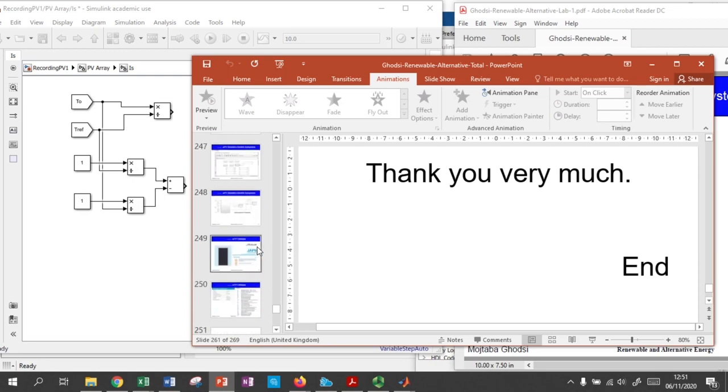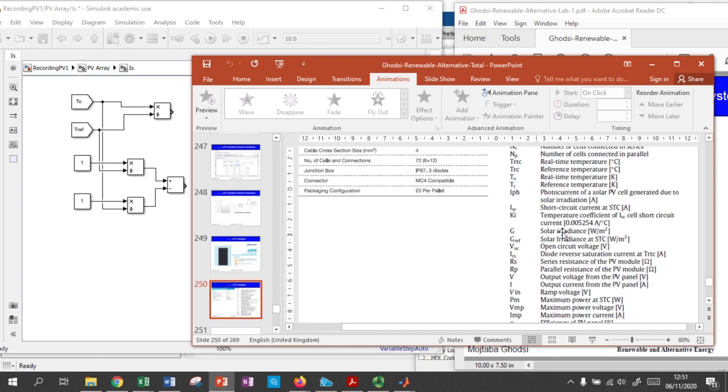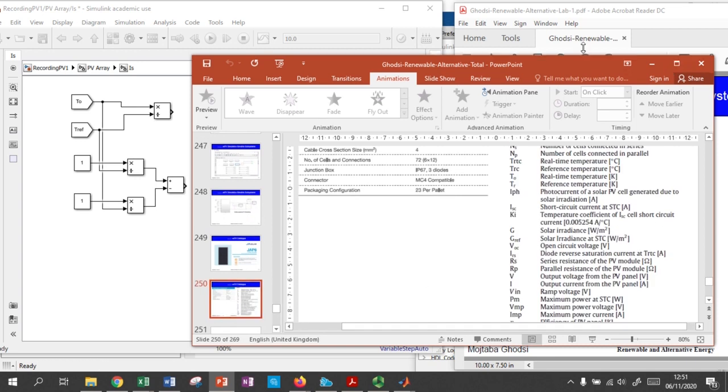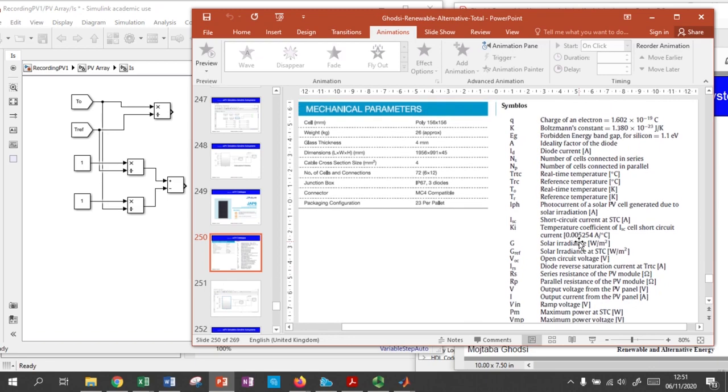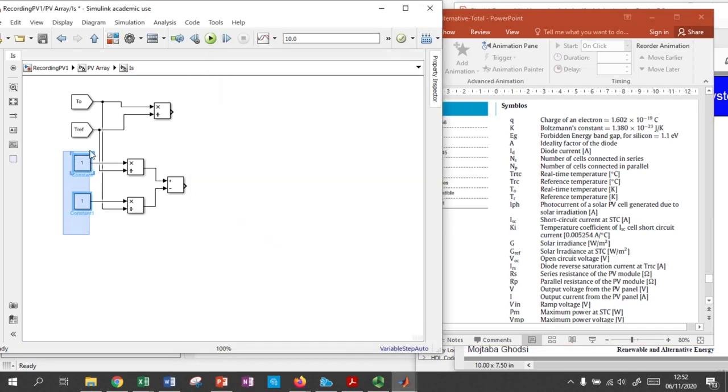EG. Okay, it's here. This is the manufacturing datasheet. Then we are looking for the EG. EG is here. It's the energy band gap. It's 1.1. We have this one and we have Q. Then we have two constants and we will add these two constants here. It's a constant. Control C, Control V. We will put them here.